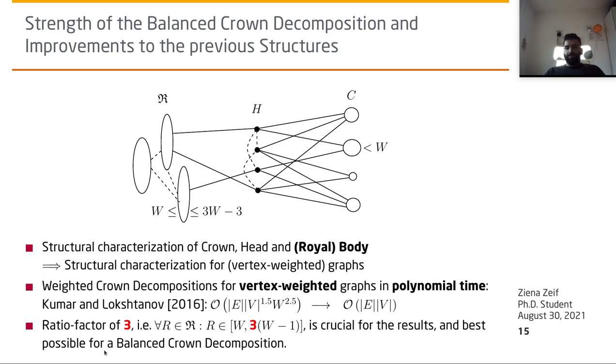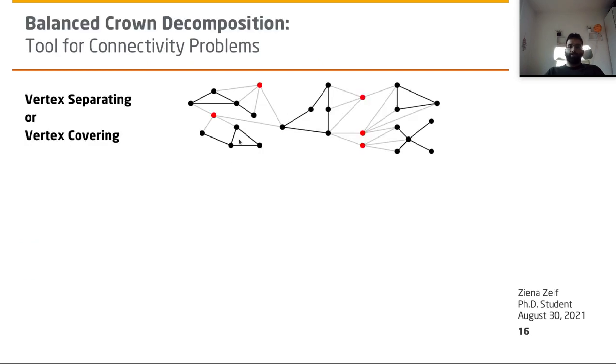In other words, if you can improve the ratio factor, let's say you guarantee that each part weighs between w and 2 times w minus 1, then you also would improve all of our results. However, it turns out that the ratio factor of 3 is best possible for a balanced crown decomposition, which shows that the ratio factor of 3 is not chosen arbitrarily, rather it is best possible to find a balanced crown decomposition.